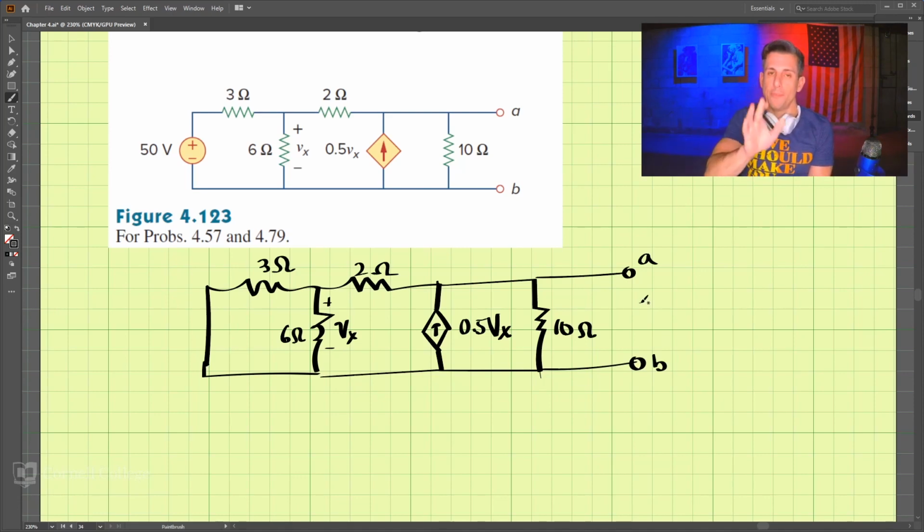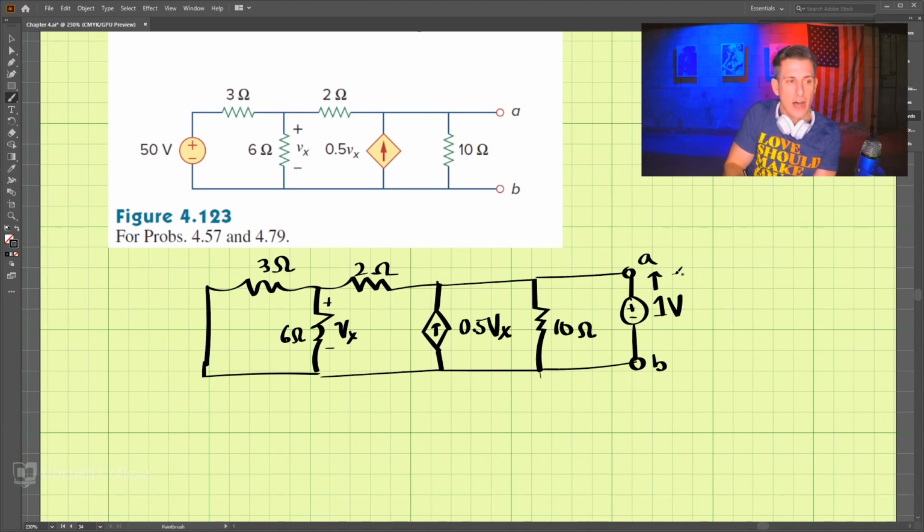Now, for a dependent source in here, to find the Thevenin equivalent resistance, we need to apply a voltage source here. So we apply a voltage source of 1 volt between the terminals, and we're looking to find the current coming out of that terminal, and by finding the current and having the voltage, we can then solve for the Thevenin resistance. Okay, so let's go ahead and start this problem.